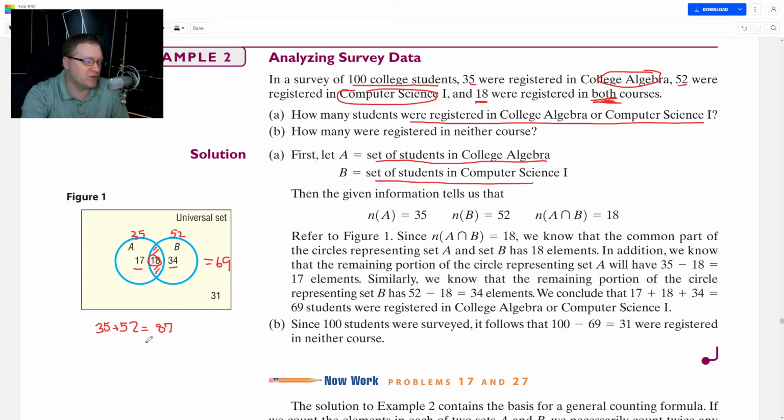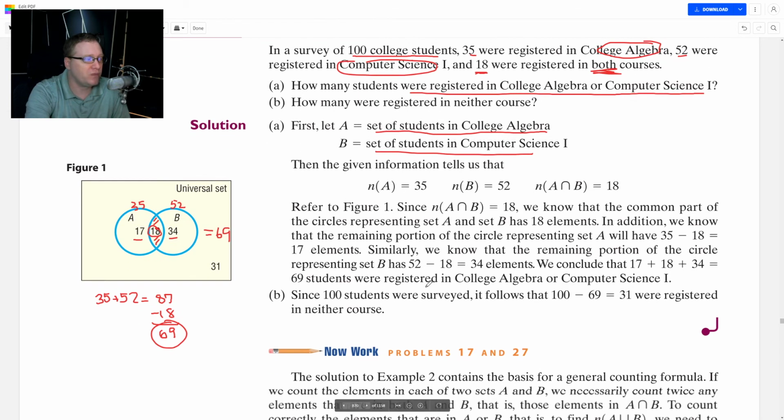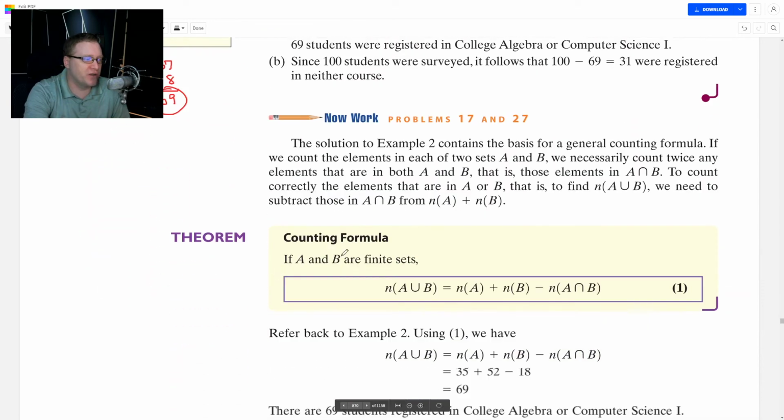So we counted those students twice because we counted them once here and then once here. So we counted this middle group twice, so we need to subtract them once, all right? And you get 69, which is our answer. So this leads us to another rule.